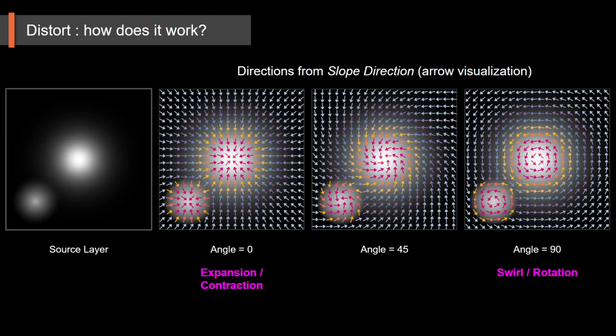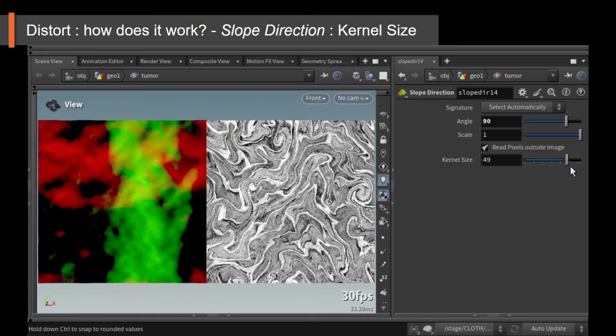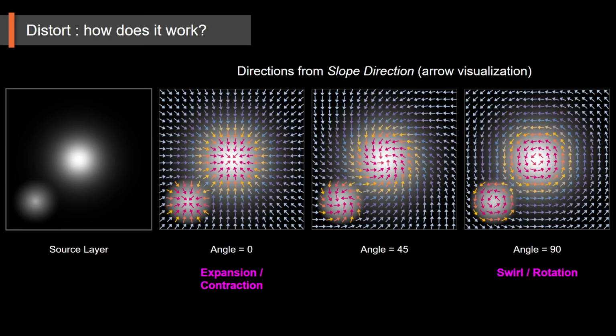And this is another visualization of slope direction. So this is the result of slope direction, but I visualized it with arrows. So when the default status is angle is set to 0, you can see all arrows, they are radially aligned. So consequently, you will have expansion and contraction deformations. But when angle is set to 90, then every vector is rotated by slope direction. So consequently, you will have swirling, rotating deformations.